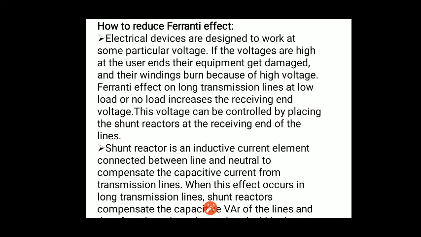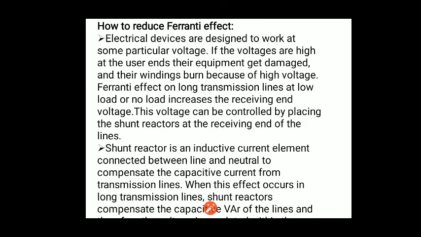Lastly, we will discuss how to reduce the Ferranti effect. Electrical devices are designed to work at some particular voltage. If the voltage is high at the user's end, their equipment gets damaged and their windings burn because of the high voltage.